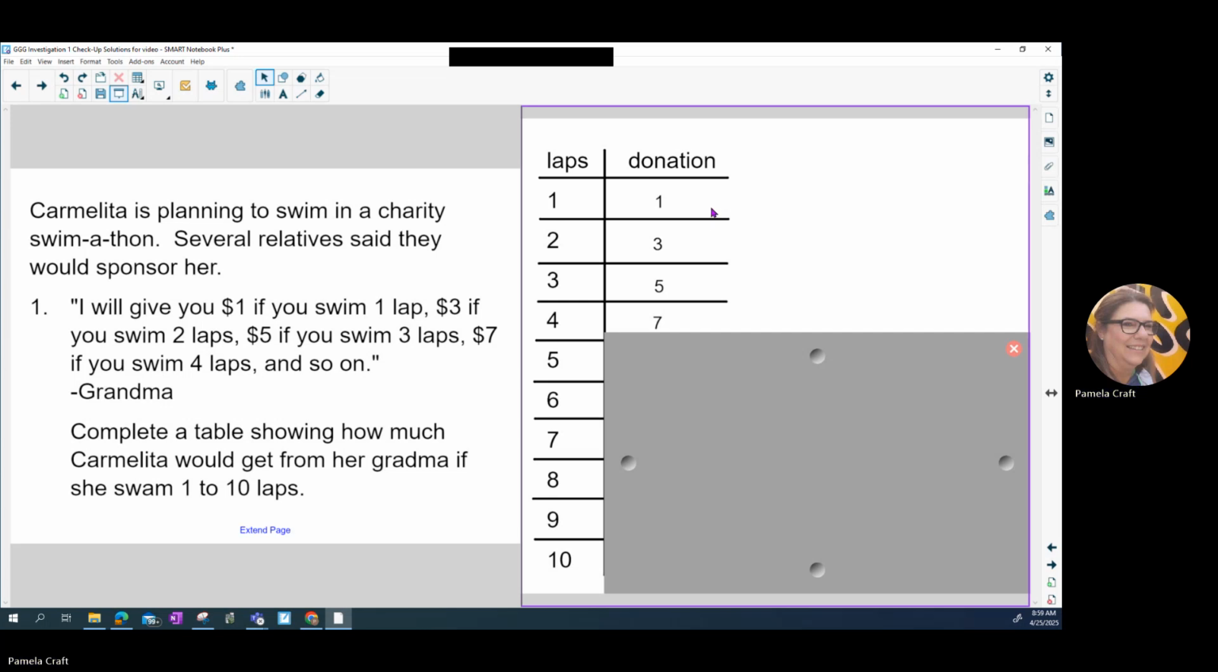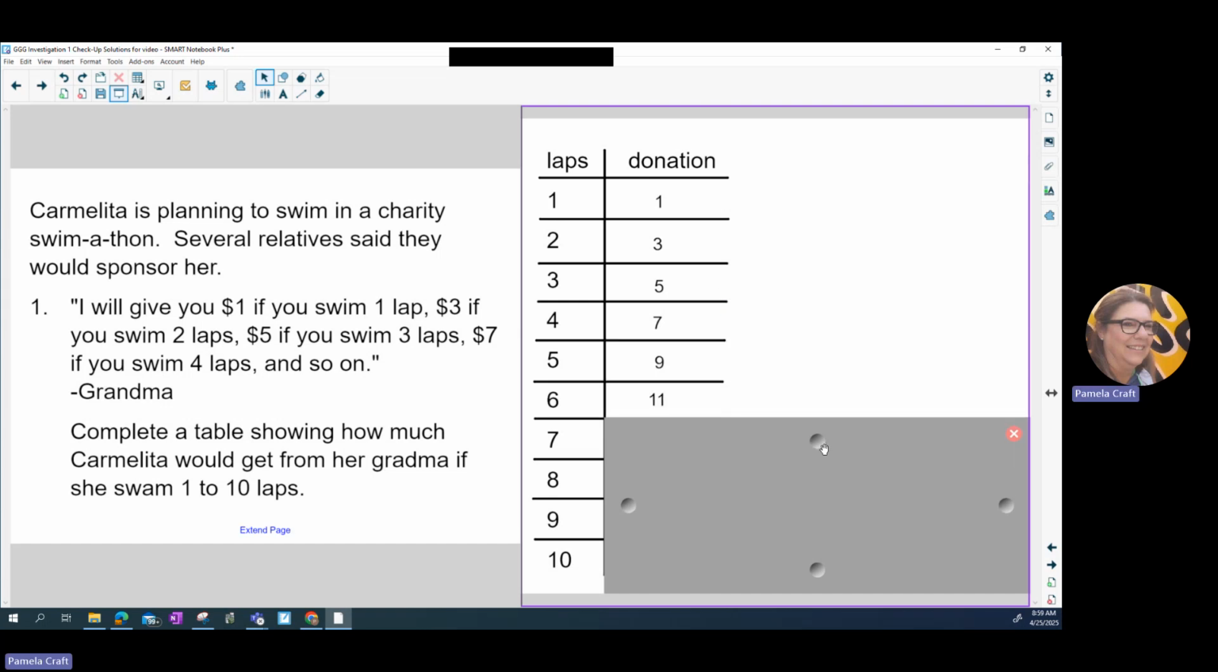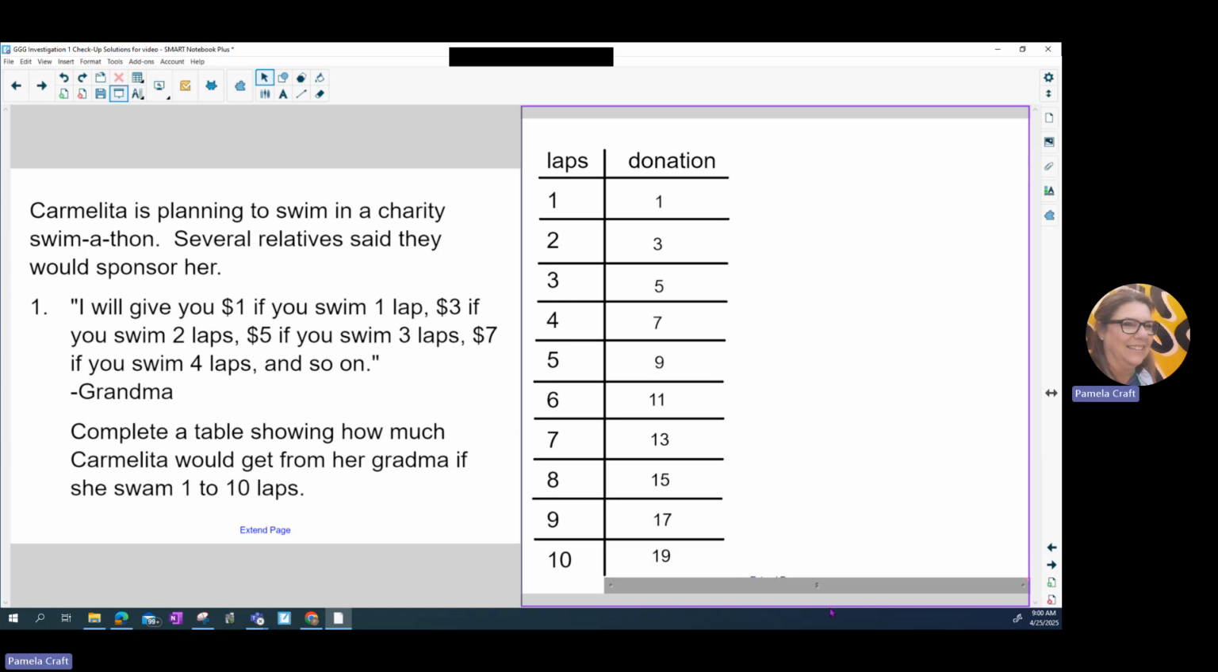So we are not multiplying because 1 times 3 is 3 and 3 times 3 would be 9. So this must be addition. 1 plus 2, 3 plus 2, 5 plus 2. So we're just going to add 2. We get 9, 11, 13, 15, 17, and 19 for our first 10 laps.